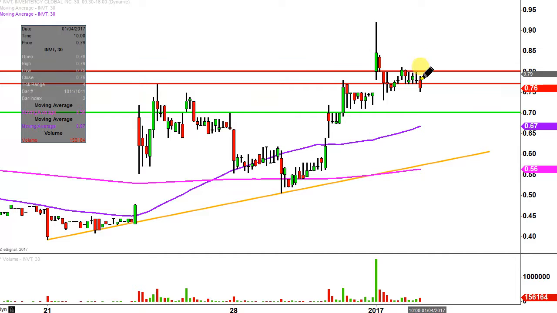So near term, though, let's talk about a couple of these levels. Namely right here, this little resistance zone between 77 cents and 80 cents, which I talked about on Friday. And it was broken today early on, but then the price did fall back below it. And then you can see the remainder of the day, price just got sloppy, just hovering right around that area.